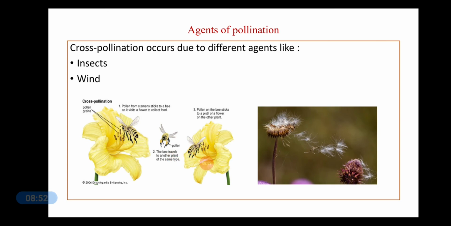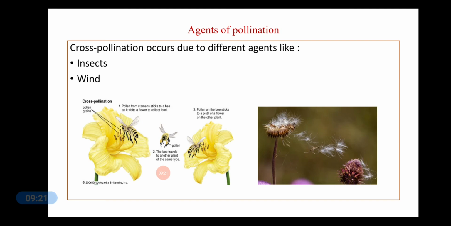What is happening here is that the pollen grains which the insect is carrying in the legs as well as the body are now transferred to the stigma of the other flower which is present in another plant. So in this way cross-pollination occurs and the bee here becomes the agent of pollination. So here the insects are helping as agents of pollination.